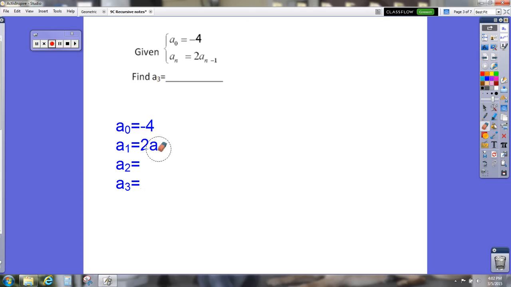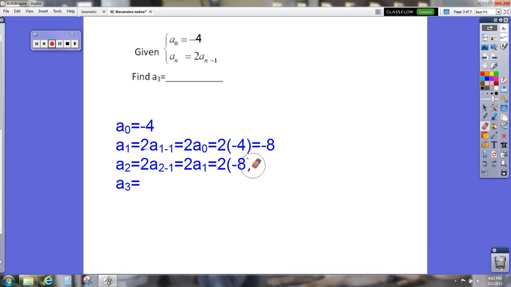All right, so plug in 1 for n. So we're going to get 2 times a sub 0. Well, they told us that a sub 0 was negative 4. So that means my a sub 1 is negative 8. All right, let's do the same thing for my second term, a sub 2. So I'm going to plug 2 in for n. So 2 times a sub 1. Well, I found that a sub 1 was negative 8. So 2 times negative 8 is negative 16.